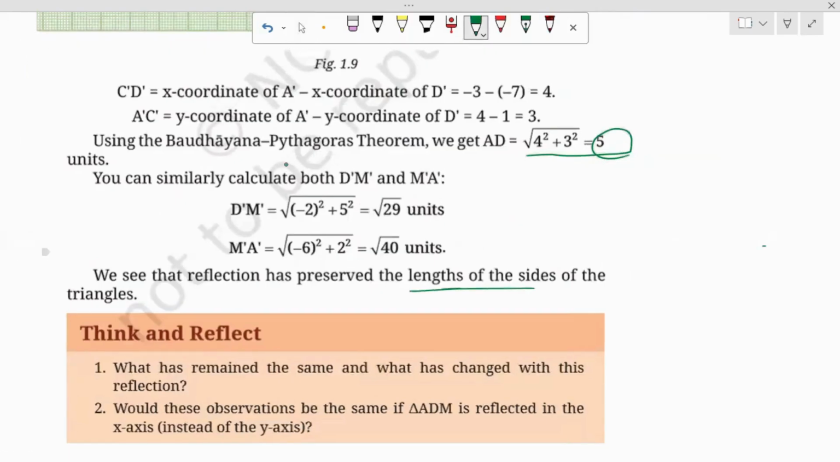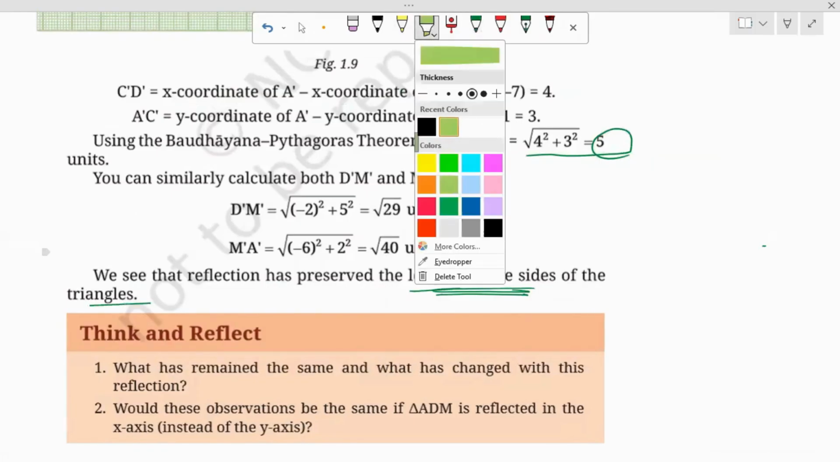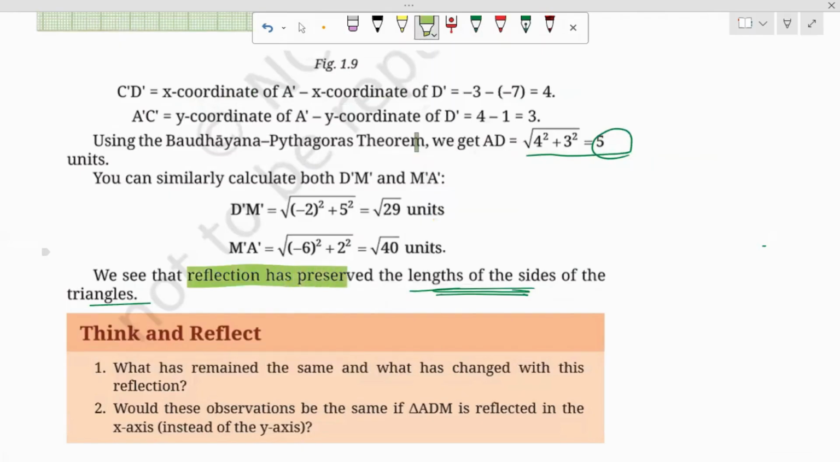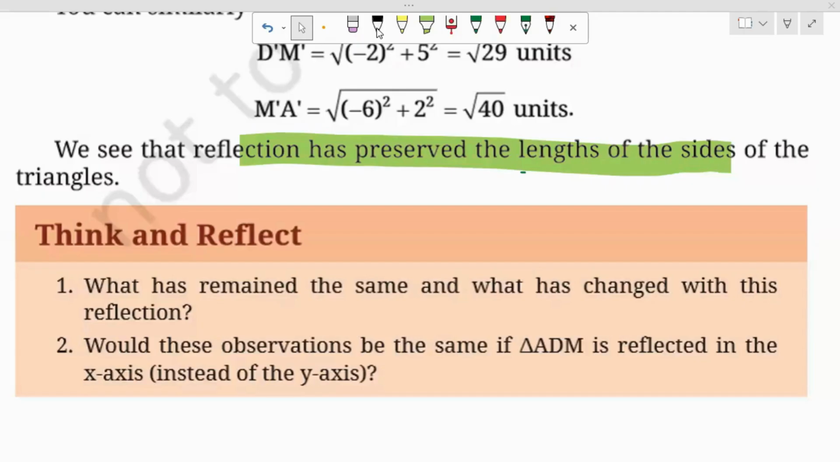It means this reflection does not impact, or it always preserves the length of the sides of the triangle. So this is a very important point, right? Reflection has preserved the length of the sides of a triangle.